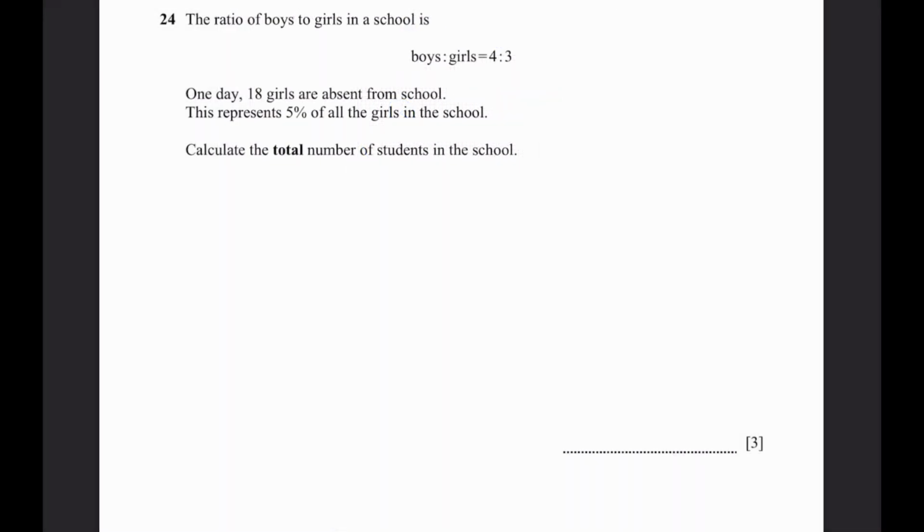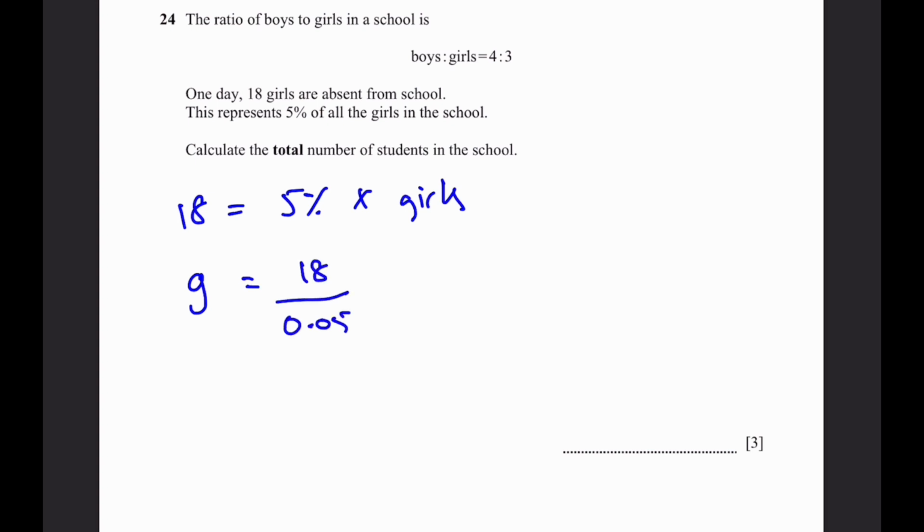The ratio of boys to girls in a school is boys is to girls equals 4 is to 3. One day, 18 girls are absent from school. This represents 5% of all the girls. Calculate the total number of students in the school. 18 girls equals 5% into total girls. That means the total girls, which I'll represent as G, is equal to 18 by 0.05, because 5% is equal to 0.05. That's equal to 18 divided by 1 by 20. 18 into 20, that's equal to 360 girls.